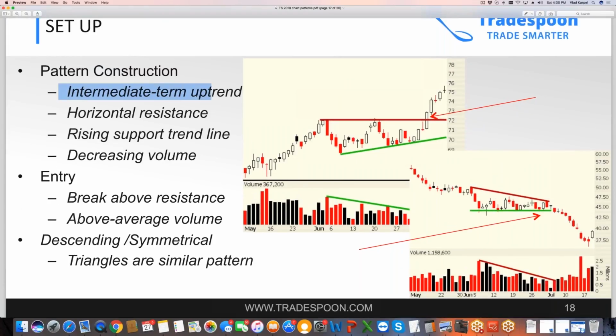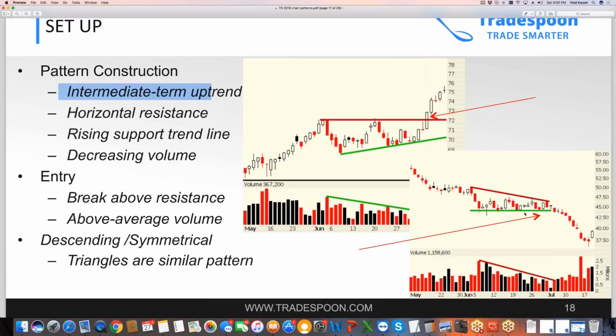So pattern construction, it's intermediate term, right? We're talking about several weeks or months. We do look at the horizontal line, that's overhead resistance. We do look at the ascending line, right? If you connect the valleys, then that's the ascending line. And the consolidation phase should happen on decreased volume. The entry should happen on the increased price.